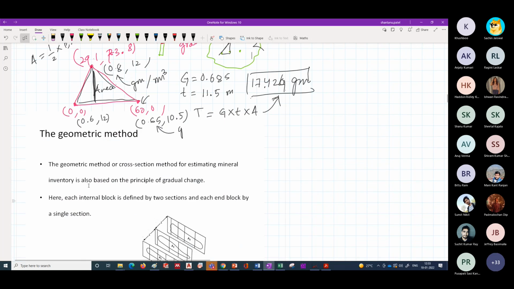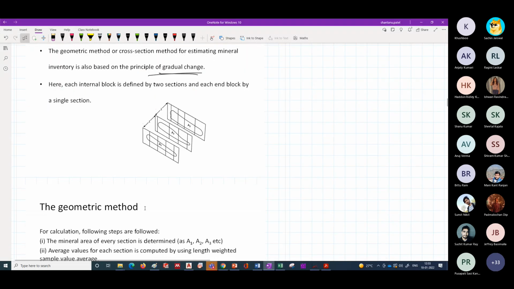Next is our geometric method. This is similar to the previous one. The geometric method, or cross-section method, for estimating mineral inventory is also based on the principle of gradual change. So the same gradual change principle we apply. In this case we have different cross-sectional areas. These are maybe our boreholes, and from these we try to make an area here.